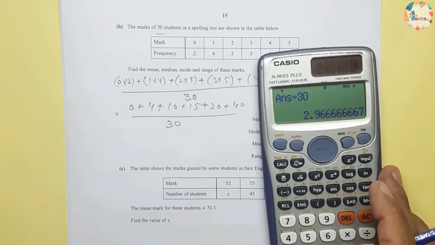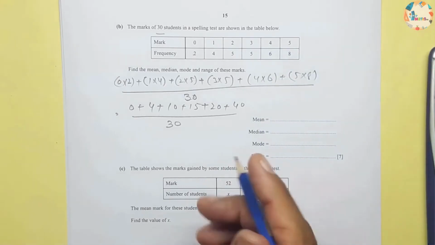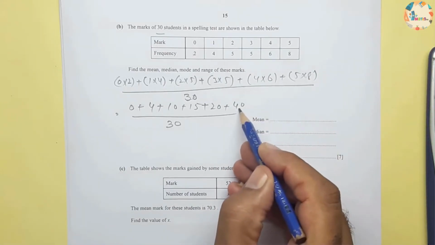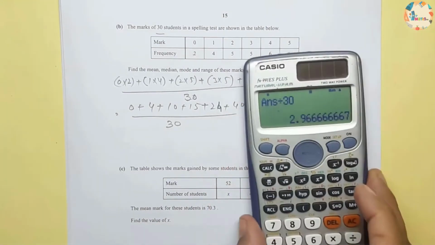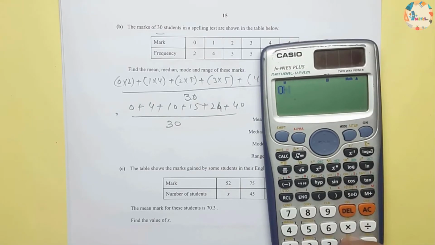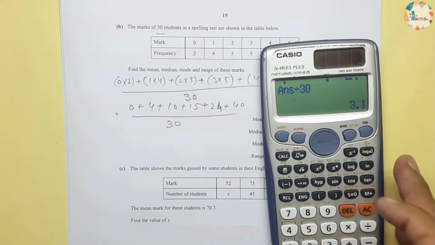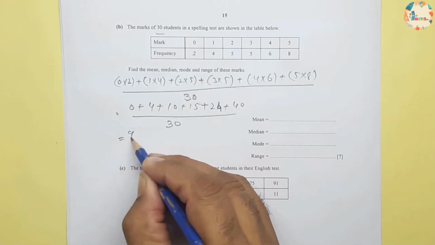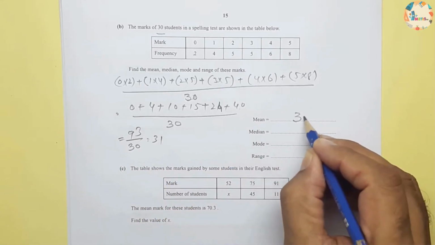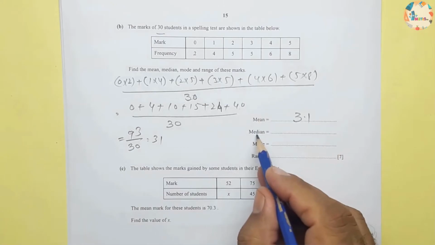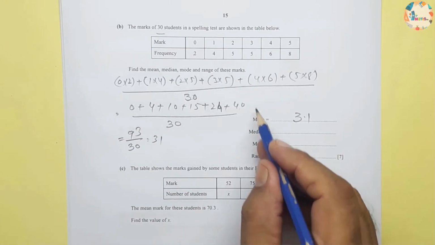This will be equal to 2.9, so we'll have to check. We have made a mistake: for example, 5 into 8 will be 40, and 4 into 6 will be 24. So we'll check again. This is 0 plus 4 plus 10 plus 15 plus 24 plus 40. This will be equal to 93, and divided by 30 will be equal to 3.1. So this will be 93 divided by 30, which is equal to 3.1. So the mean value is 3.1. And next is the median of 30. We will check.